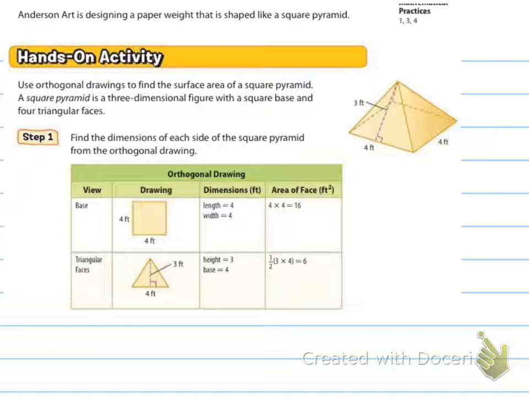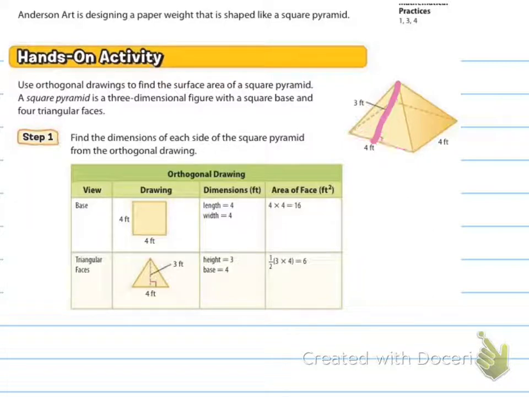Then we're going to look at the triangular faces. They're all the same, since they have the same base and they're all the same height, which makes our work so much easier. So if you look at this picture, you'll see that we come to a right angle using our 3 and our 4. Those are the two.